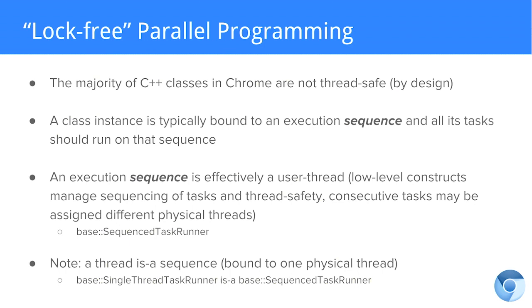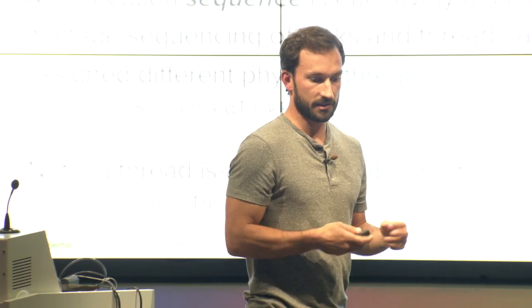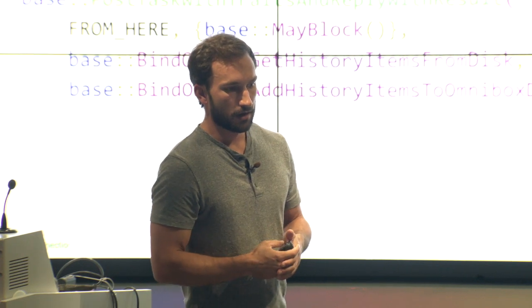Note that things like BrowserThread UI and BrowserThread IO are physical threads. A thread is a sequence that happens to be bound to one physical thread. So in Chrome, we have base SequencedTaskRunner, which is going to be the sequence, and we have base SingleThreadTaskRunner, which also is a SequencedTaskRunner. So it's just a more specific version of it.